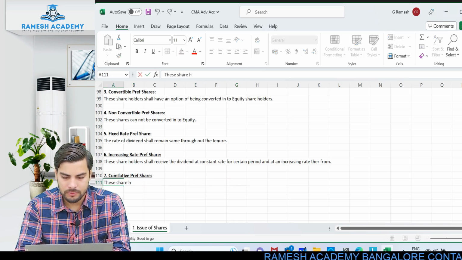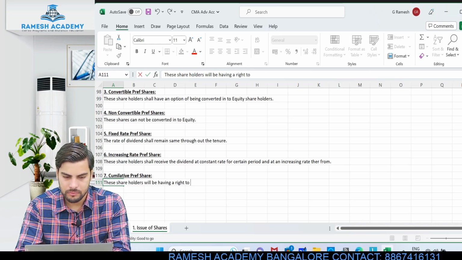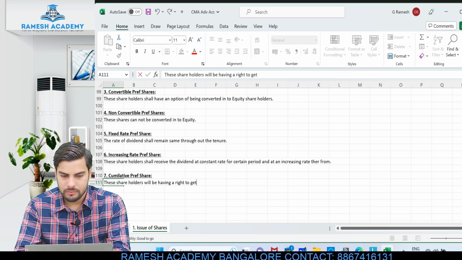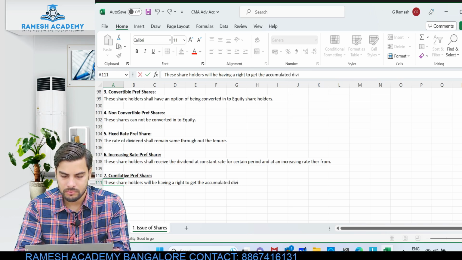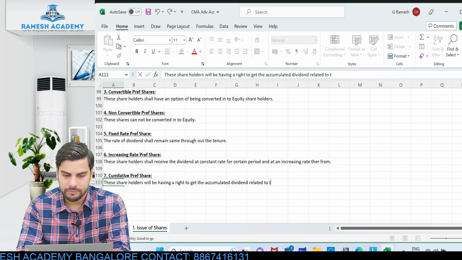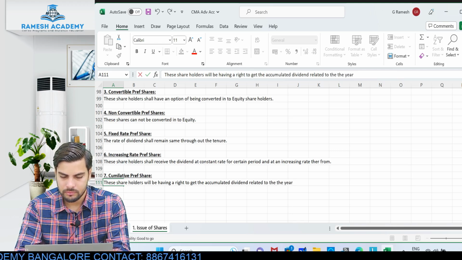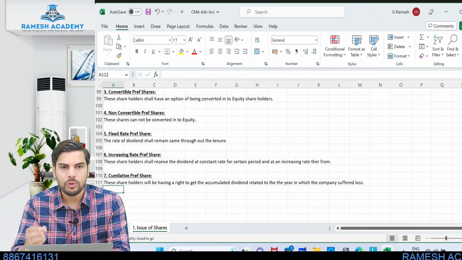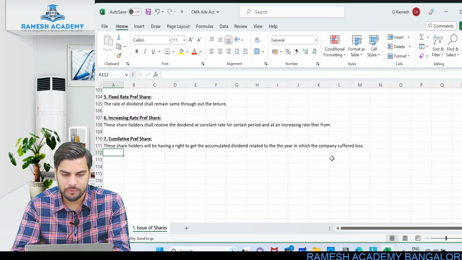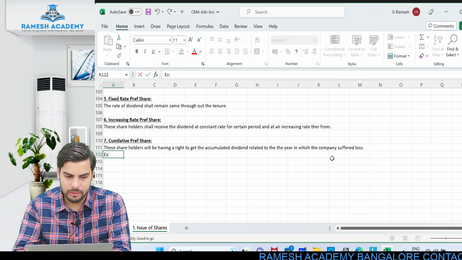So these shareholders will have a right to get the accumulated dividend related to the years in which the company suffered loss. Clear? These cumulative shareholders carry a right to get a share in the dividend pertaining to those years in which the company suffered loss. Let me take the same example.